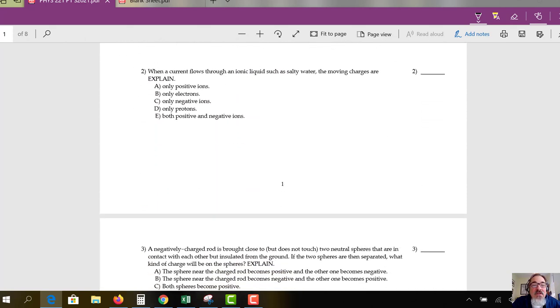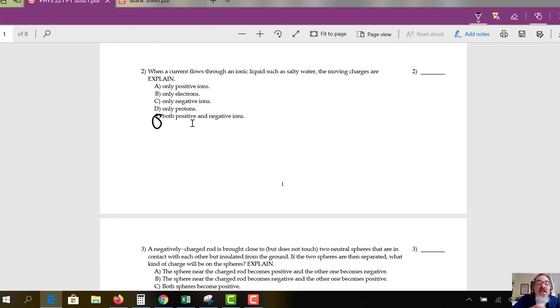Okay, going on to the next one, and this one says explain. So if you just circle the answer with no explanation, chances are you'll get 0 points for that. When a current flows through an ionic solution, such as salty water, the moving charge carriers are... So in an ionic solution, the charge carriers can be both positive and negative. So I can choose choice E there.